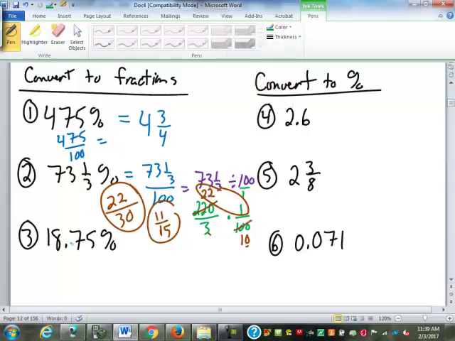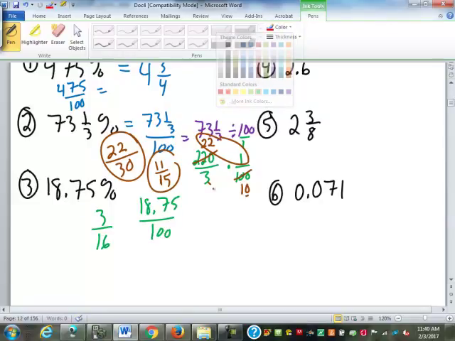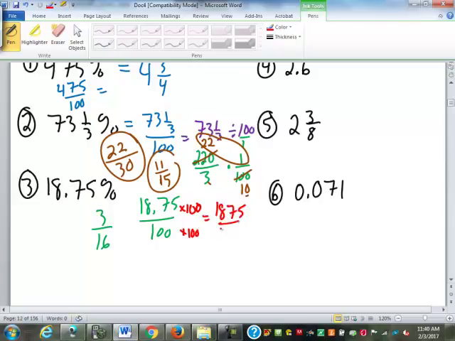How about the 18.75%? Anybody want to share their answer for that one? 3/16. 3/16 is perfect. That's 18.75 over 100. And since there's two decimal places, we'd multiply by 100 to get rid of the decimal in the fraction. So 1,875 over 10,000, which does reduce to 3/16. Good job.